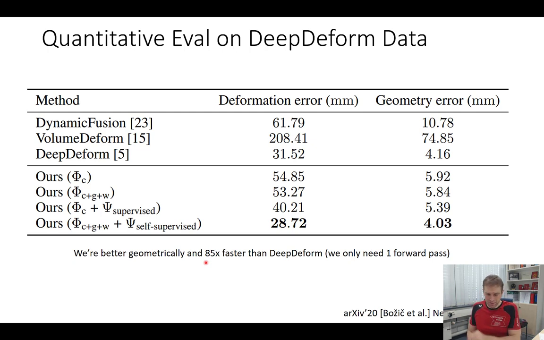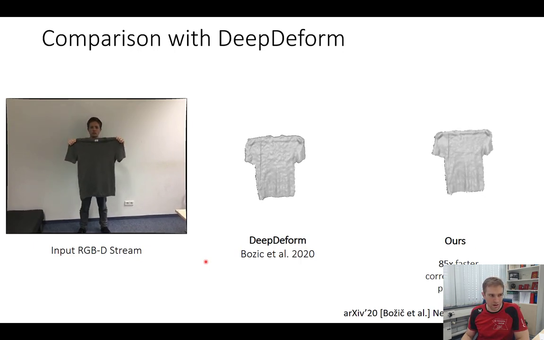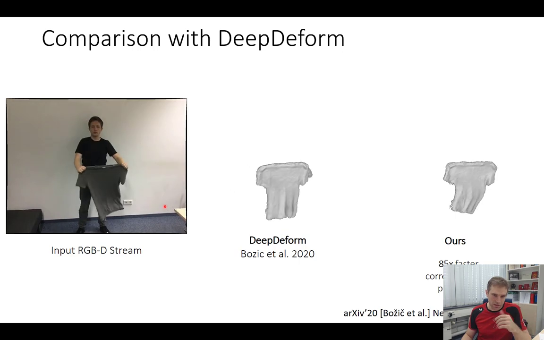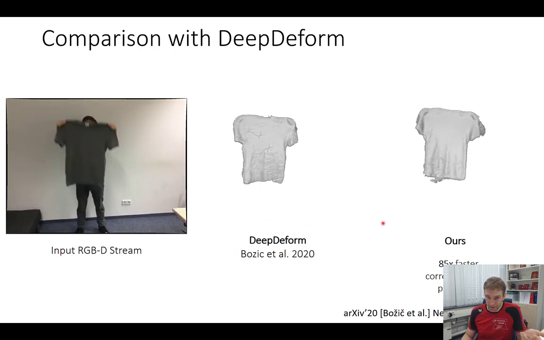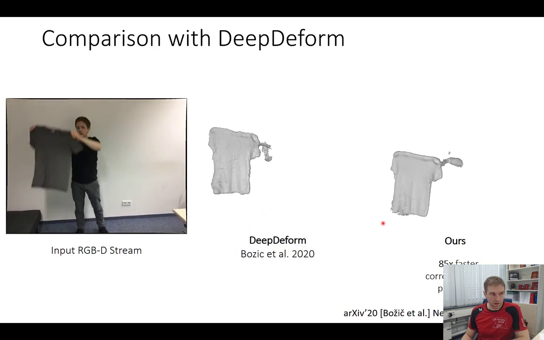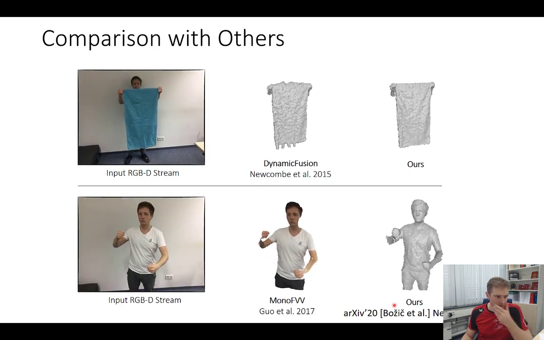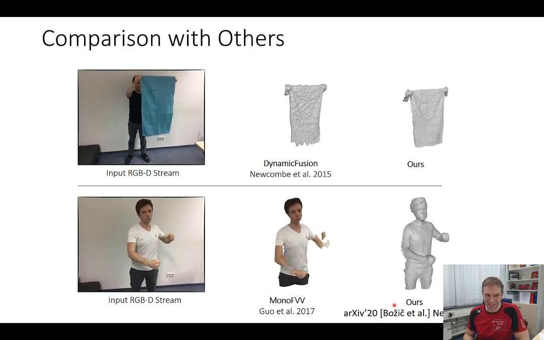So qualitatively we are also better than DeepDeform. This is an example which is a pretty hard one because there are not so many correspondences on this t-shirt. There are not so many features on this t-shirt. So for this sequence here, we are quite a bit better. We're also quite a bit better than most of the other baselines here. Of course, this is our obligation here to do that.